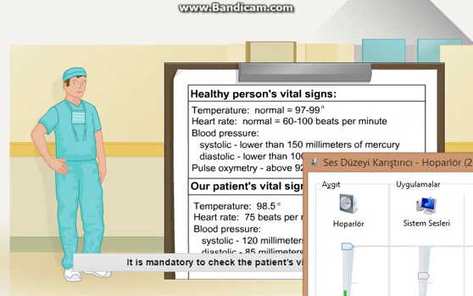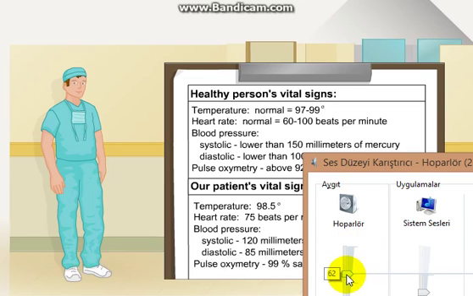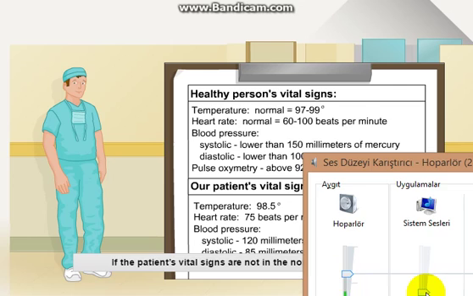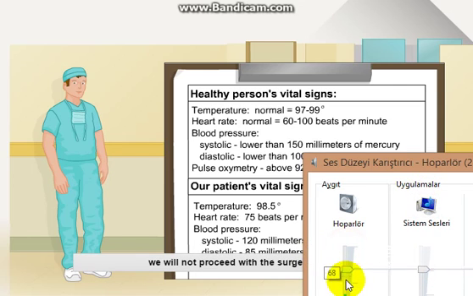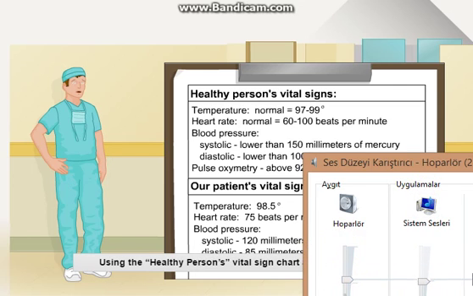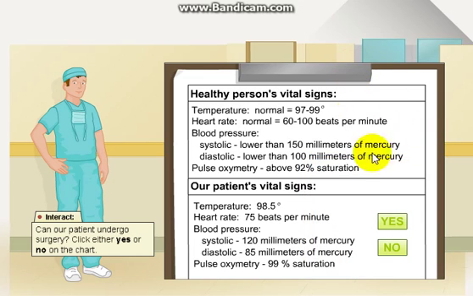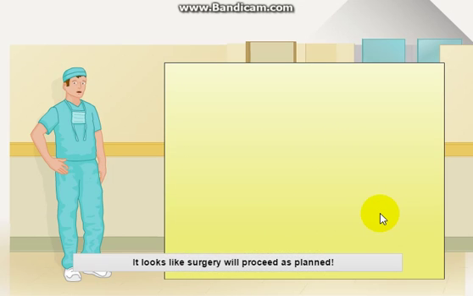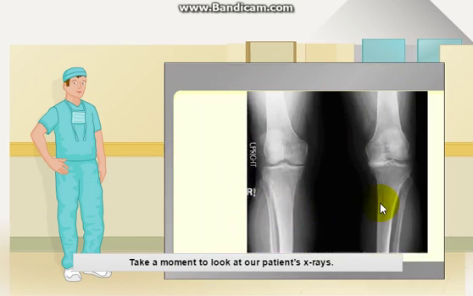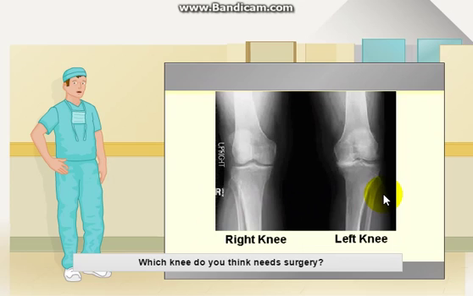It is mandatory to check the patient's vital signs before beginning surgery. An anesthesiologist in the operating room performs this step. If the patient's vital signs are not in the normal ranges, we will not proceed with the surgery. Using the healthy person's vital sign chart as a reference, can our patient undergo surgery today? It looks like surgery will proceed as planned. Take a moment to look at our patient's X-rays. Which knee do you think needs surgery?